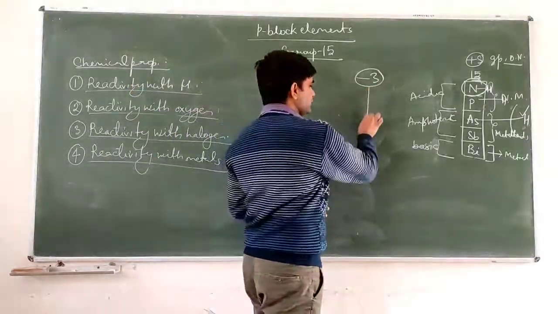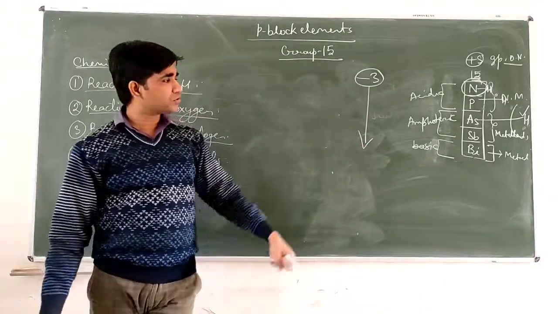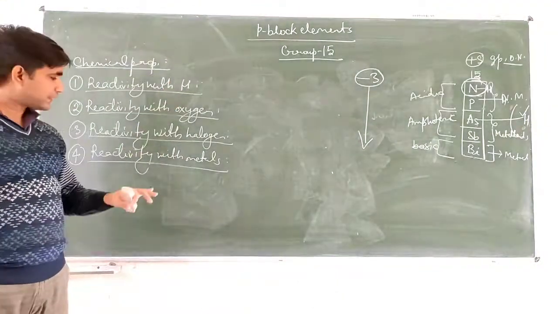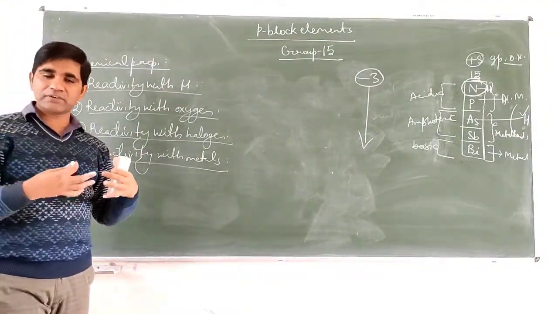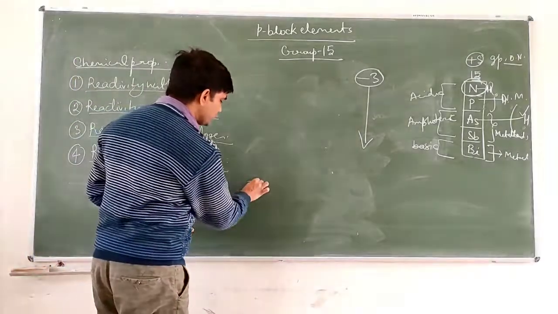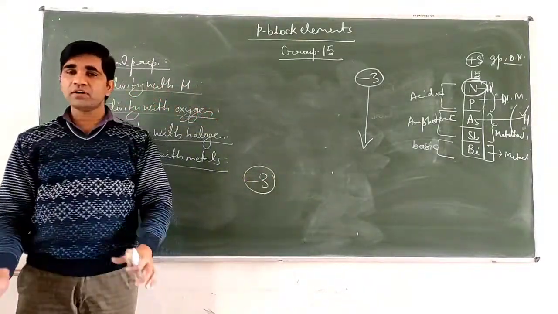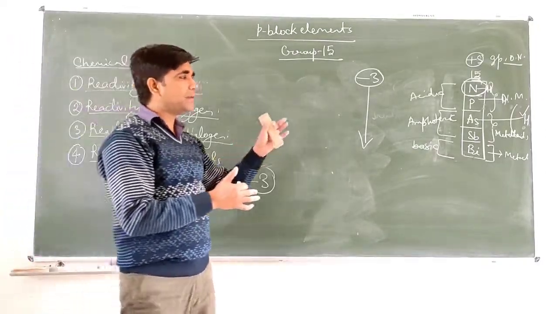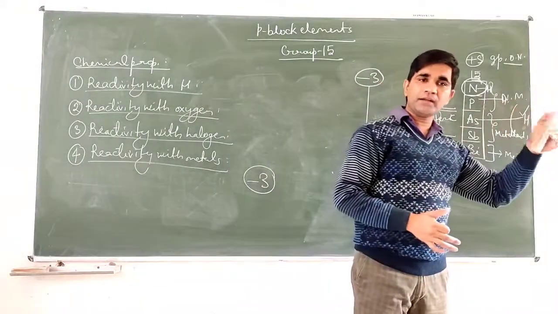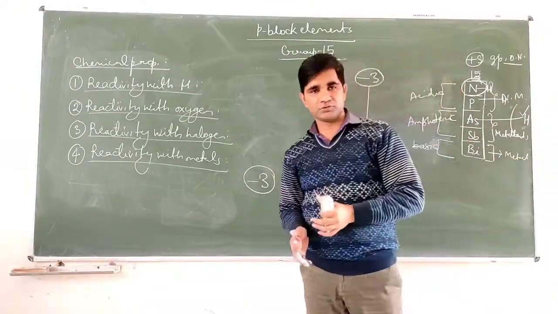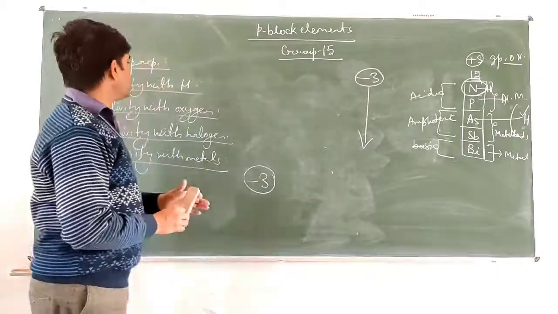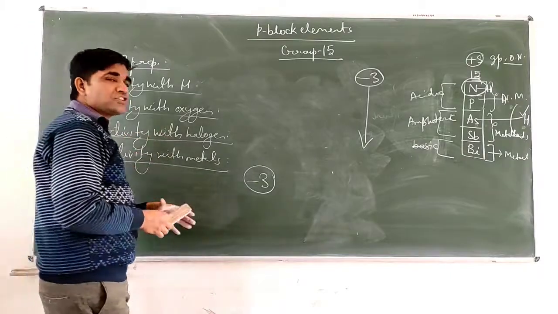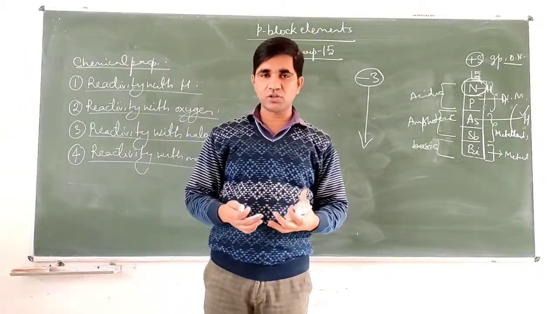And this tendency decreases down the group because metallic character increases. Whenever any of these elements react with a metal, their oxidation number is only -3. So whenever you get -3 oxidation number, you can understand easily that the element of this group has reacted with a metal and formed certain kinds of bonds. So this is all about the chemical properties of group 15 elements. The next topic we will discuss in the next lecture. Thank you very much.